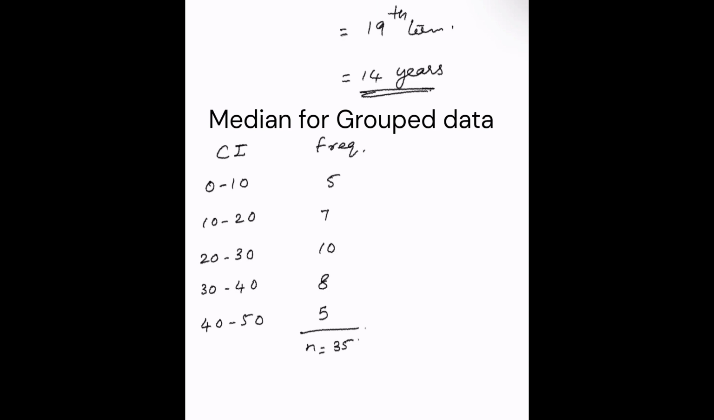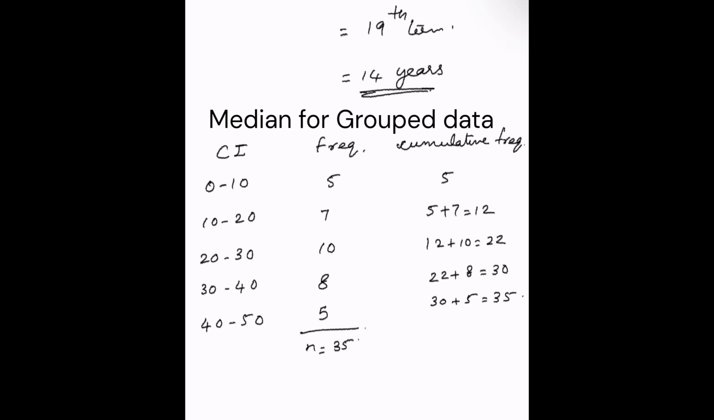Now let's do the cumulative frequency. Whenever the median comes, you have to do cumulative frequency. Cumulative frequency is nothing but keep on adding the frequencies. 5 plus 7, 12. 12 plus 10, 22. 22 plus 8, 30. 30 plus 5, 35. That's it. Now here, you need to draw a graph.